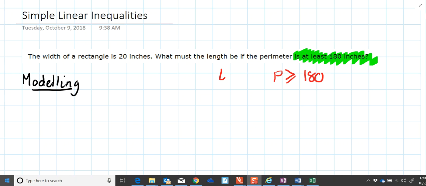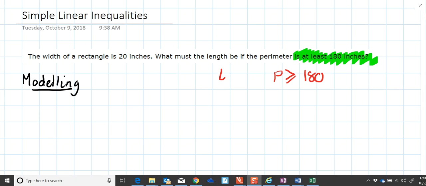But we're talking about basic inequalities. So the width of a rectangle is 20 inches. What must the length be if the perimeter is at least 180? Okay. So how do we communicate this, not just show the answer? How would you show your working out?